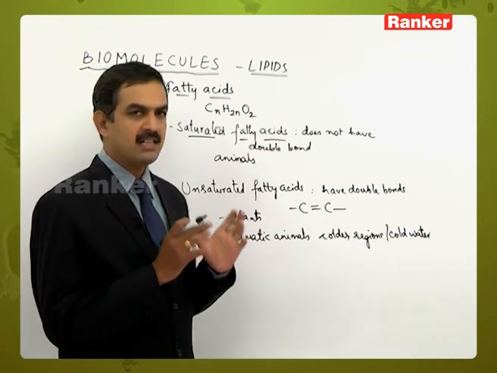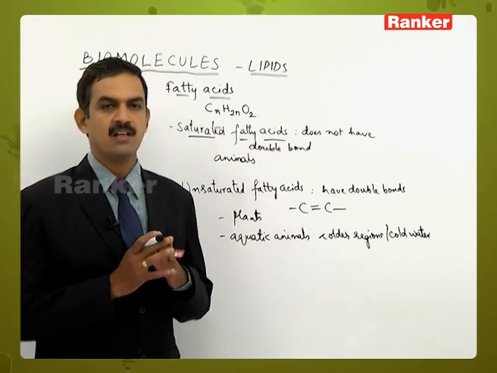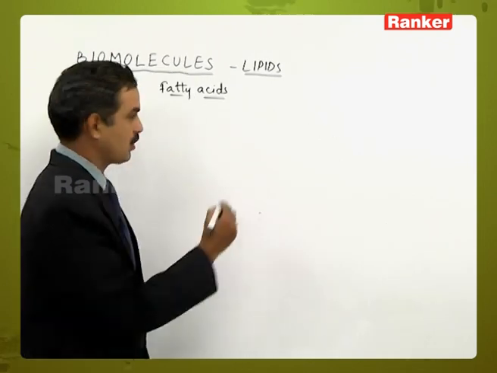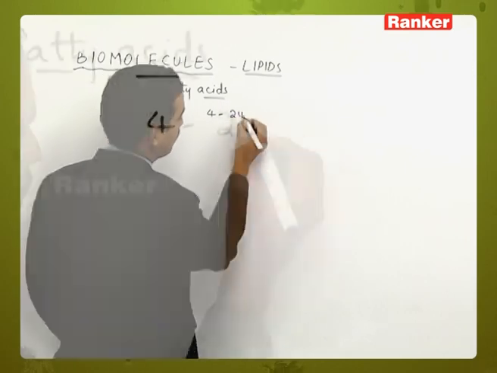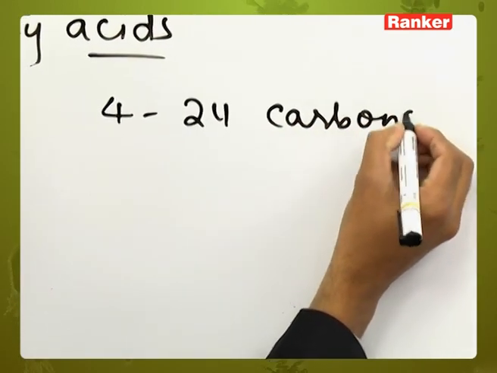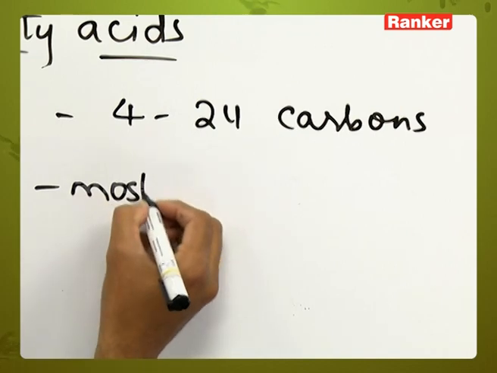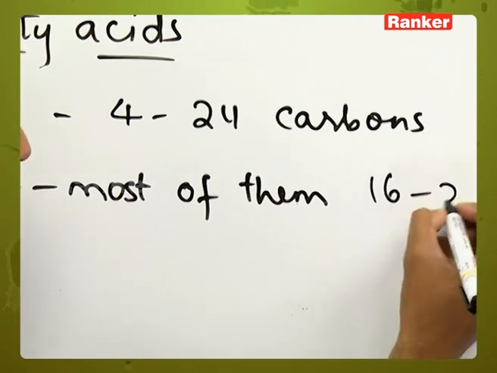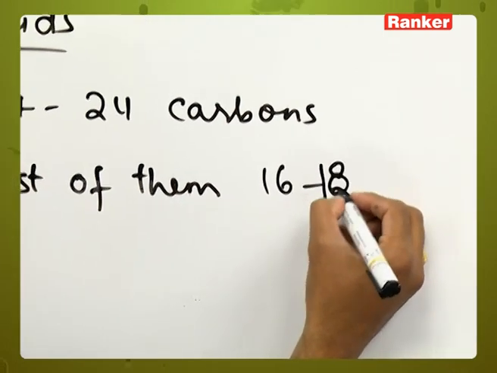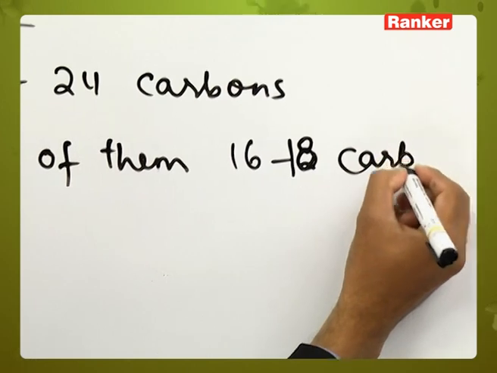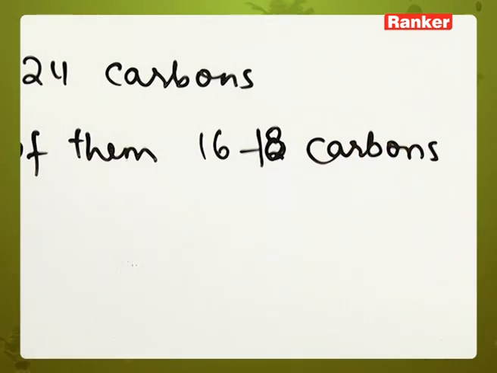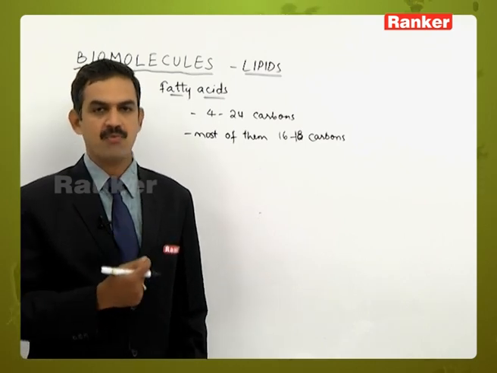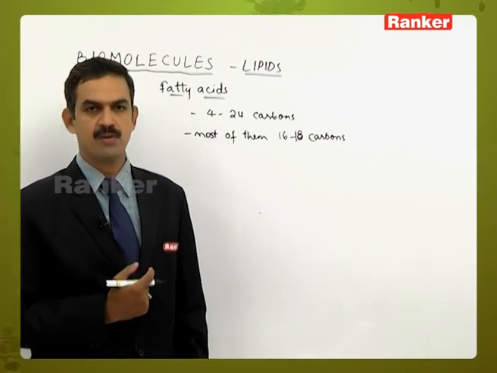Basically, the number of carbons present in fatty acids ranges from 4 to 24, but in most cases they have 16 to 18 carbons. As we said, along with the carbon they have hydrogens also. The number of hydrogens will be more than the number of carbons.